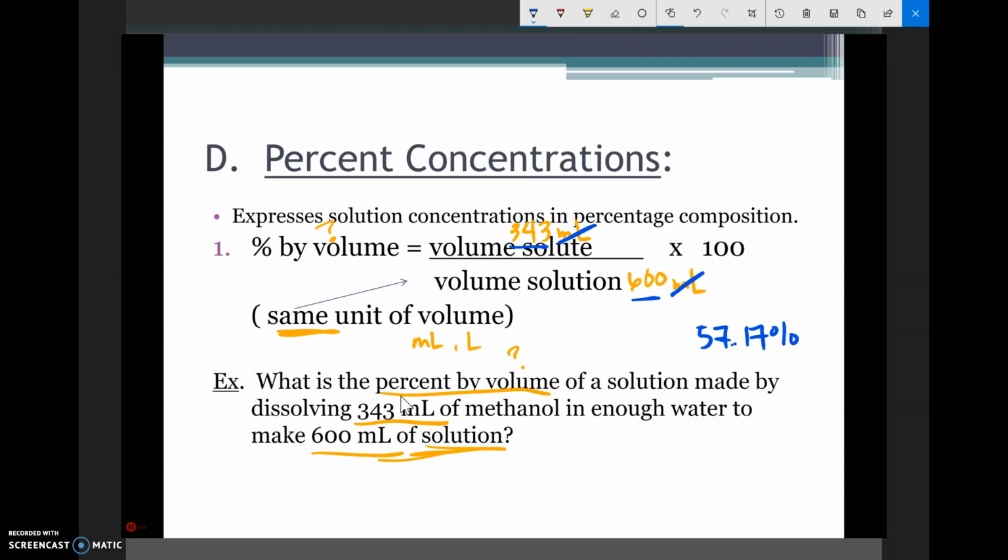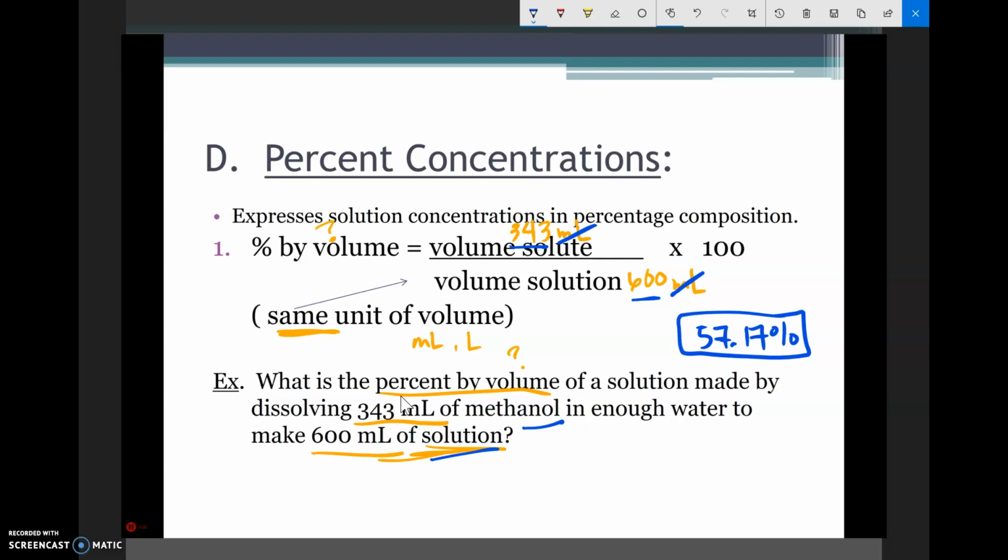That would be the percent solution. So that would be the percentage of our methanol compared to the entire amount of solution. So a lot of times you'll see this when you go to the store. If you ever go and buy like hydrogen peroxide or rubbing alcohol, they'll say this is 70% or 3%.